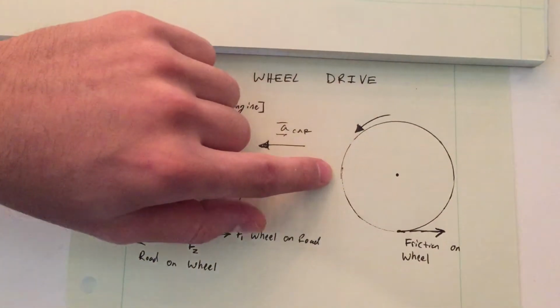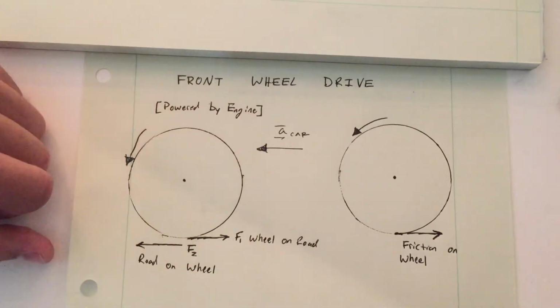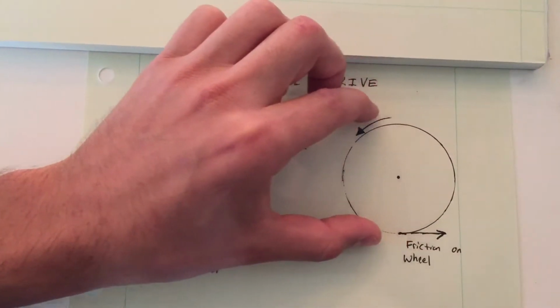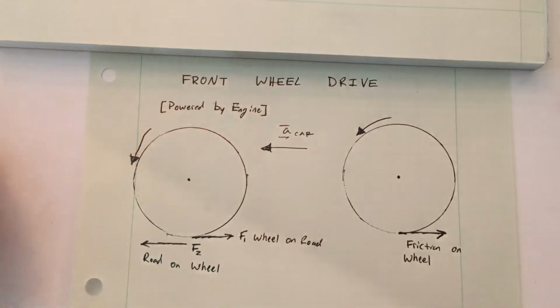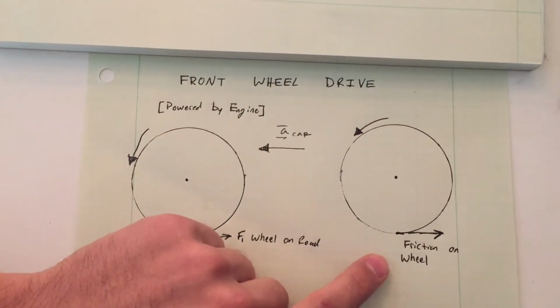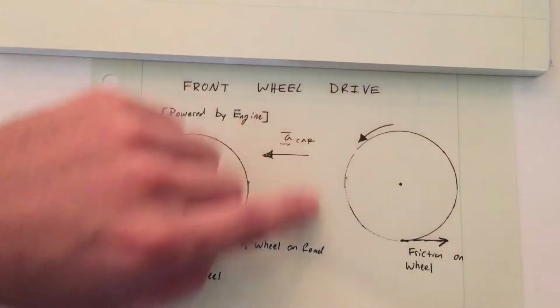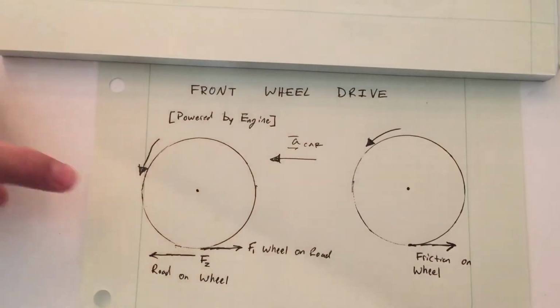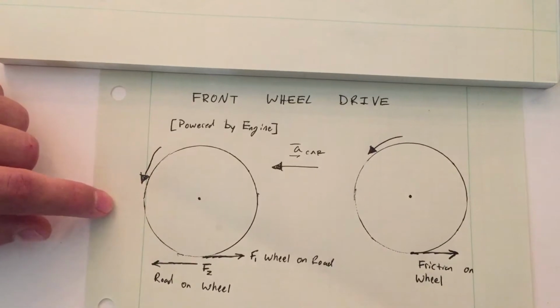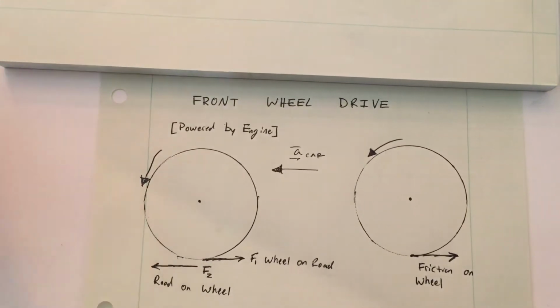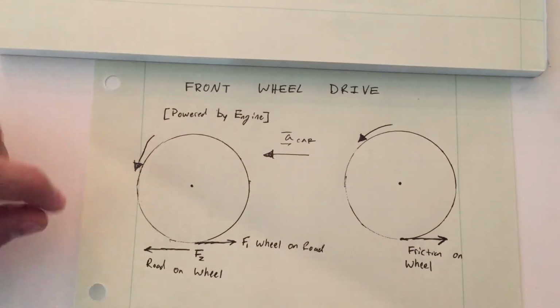The back wheel is free rolling, so if there was no friction on the ground, it would be purely translating to the left. However, because we have this friction force from the surface to the wheel, it's causing that back wheel to rotate in the same direction as the front wheel, which is counterclockwise. And that overall is going to cause the car to accelerate to the left.